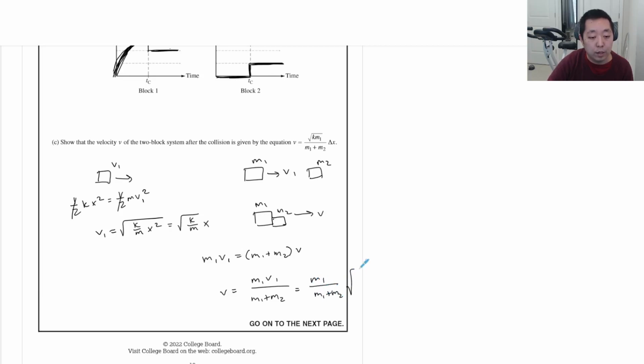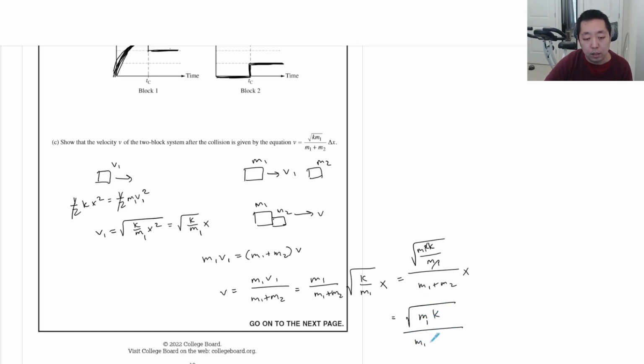Instead of v1, I just write it as root k over, oh, this is m1 here of these guys, right? m1 times x. Okay. Now, what they did here is they simplified a little bit because they brought the m1 inside. So they made this square root of k m1 squared over m1, right, over m1 plus m2 times x. They brought the m1 inside and they canceled one of those. So that's how they got that. I don't think it's necessary to do that, but you can just to make it look like what they got there, this one here.